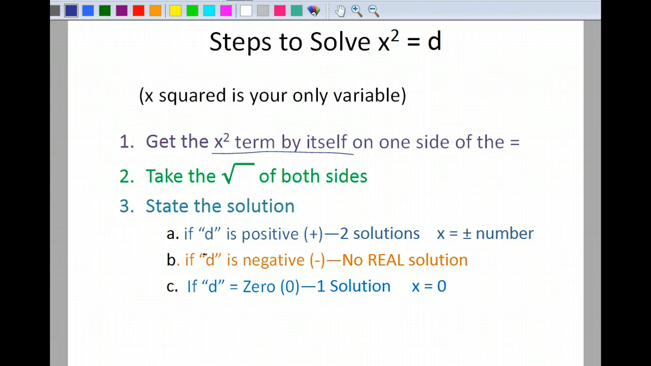Now if your number, after you take the square root of it, is positive, or if your d value is positive, you're going to have 2 solutions. So x is going to be plus or minus whatever this number is that you take the square root of. If your d value is negative, you will have no real solution. You have a solution, it's just not real. You'll get to that in Algebra 2. If d is 0, you have one solution, and it's real nice and handy. It's just x is equal to 0.